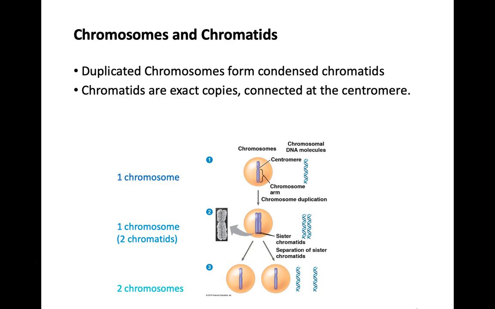When we finish mitosis and we split those sister chromatids up, we give each sister chromatid to a new daughter cell, we now have 2 chromosomes. So when they pull apart, we now have 2 centromeres, and so 2 chromosomes.